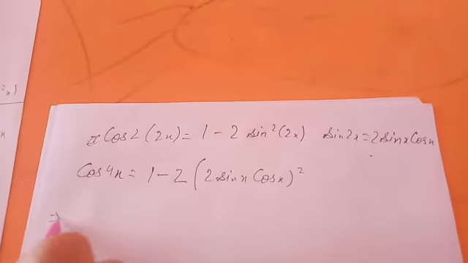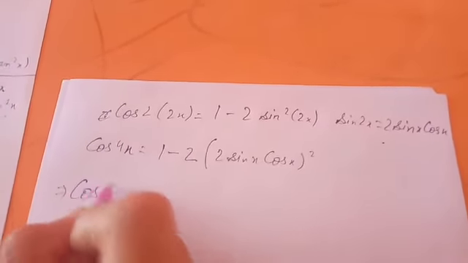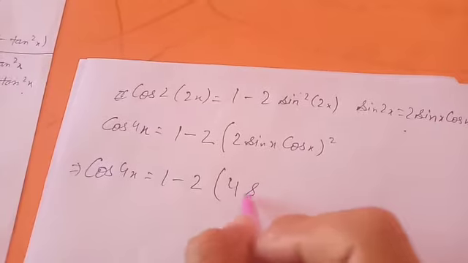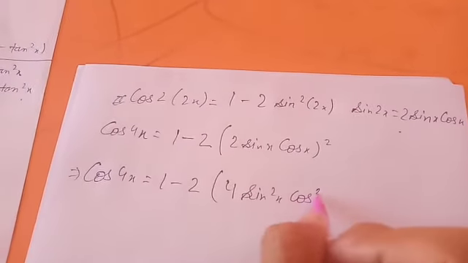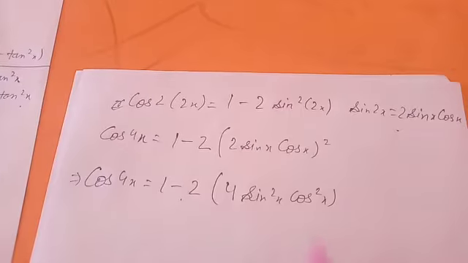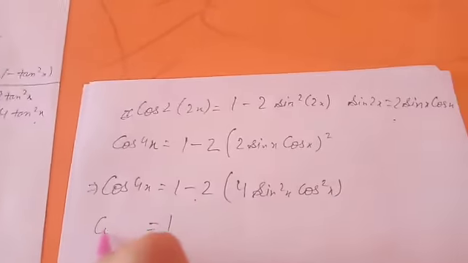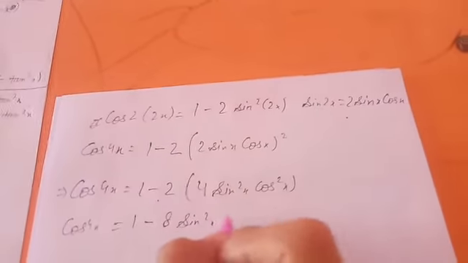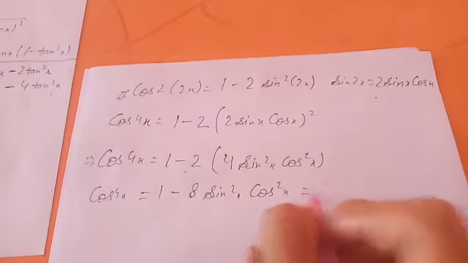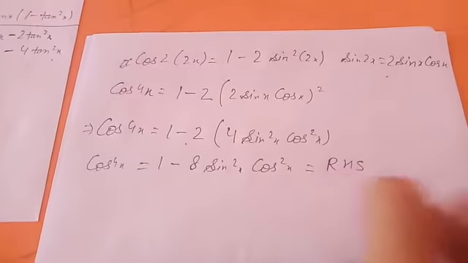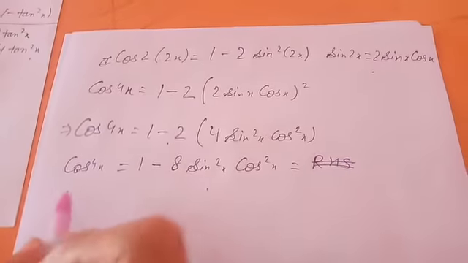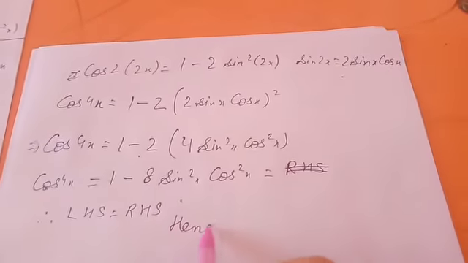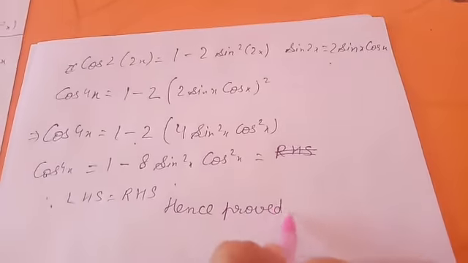Understood? Now we will just open the square. So cos 4x is equal to 1 minus 2 into square of 2 is 4, then sin square x into cos square x. So we multiply 2 inside, then we get cos 4x is equal to 1 minus 8 sin square x into cos square x, that is equal to our RHS. It is our left hand side, it is our right hand side. Therefore left hand side is equal to right hand side, hence proved.